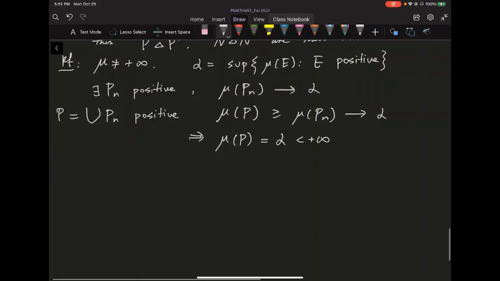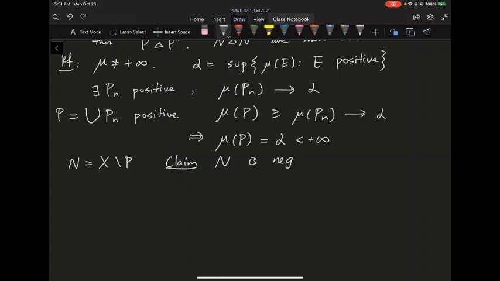All right, so now I have found a positive set P, and I just want to let N be its complement. Now let's claim that this N is negative. If N is negative, then we already get a partition of X as P union N. To show it's negative, assume otherwise. What happens? If it's not negative, it just means I can find a subset of N, let's call it A, where mu of A is strictly positive.